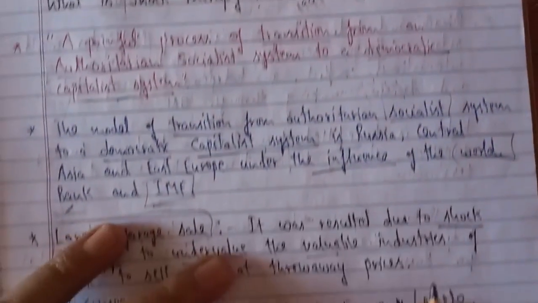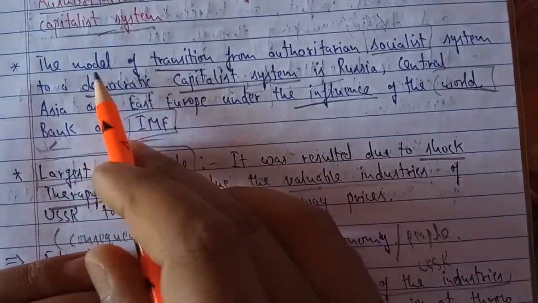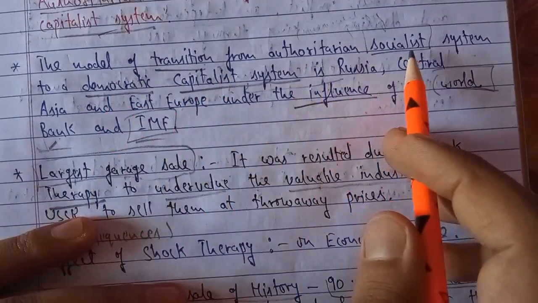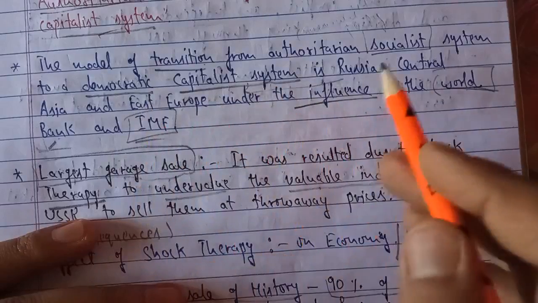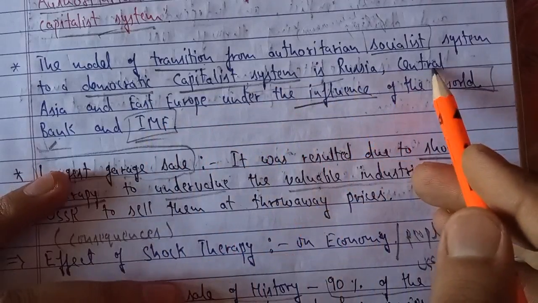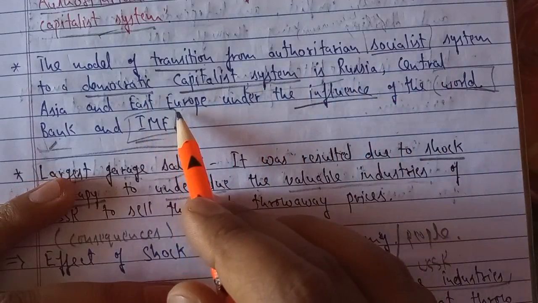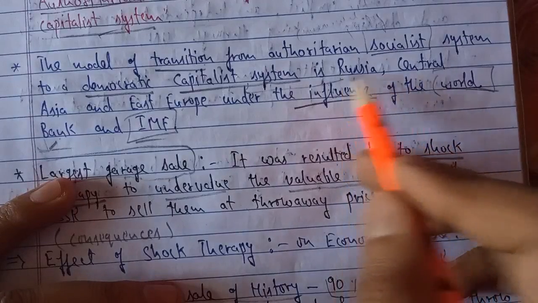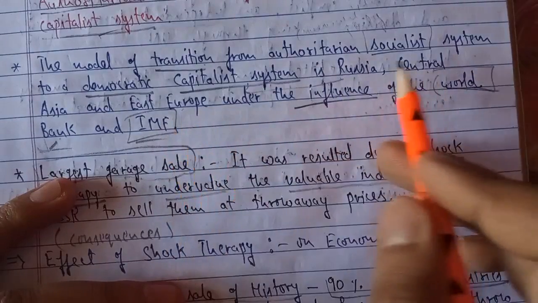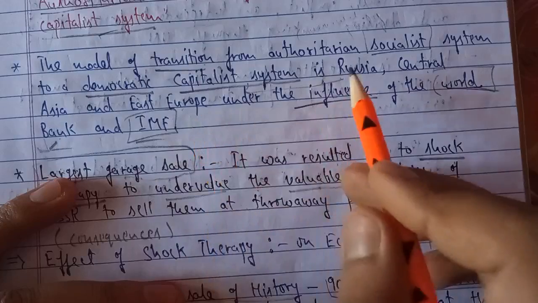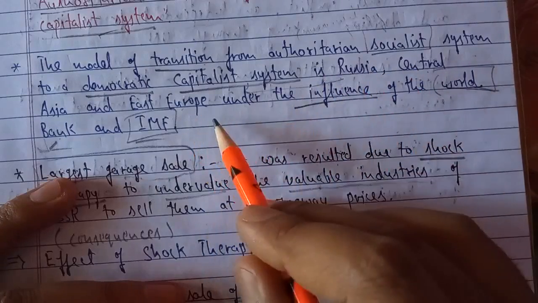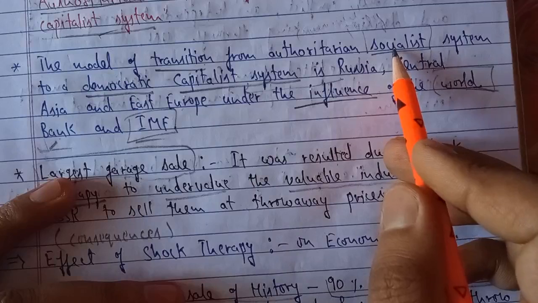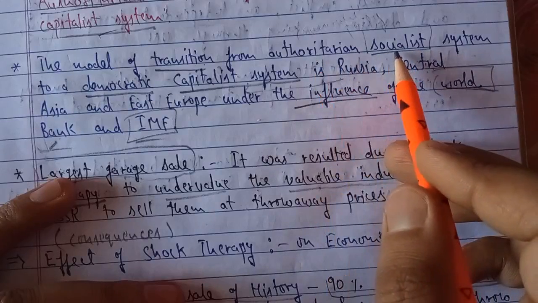Okay, so let's move forward. Again, it's the same thing. The model of transition, shock therapy, is a model of transition from an authoritarian socialist system to a democratic capitalist system in Russia, Central Asia and East Europe. In maps I have shown you again and again, in the regular classes also, the location of Russia, the Central Asian countries and East Europe. These all parts were a part of USSR. So all these places and republics were making a transition from an authoritarian socialist society. And you know the meaning of authoritarian socialist society, we have discussed it.